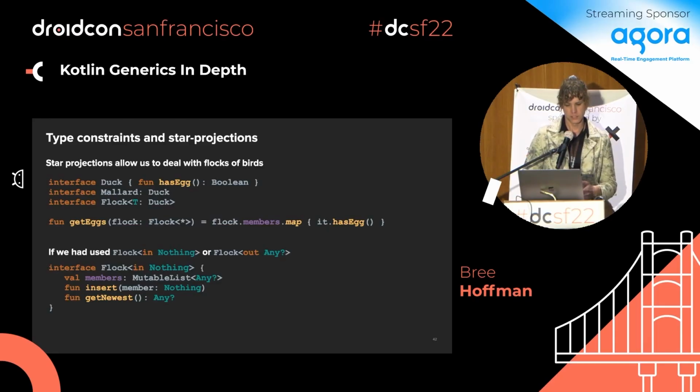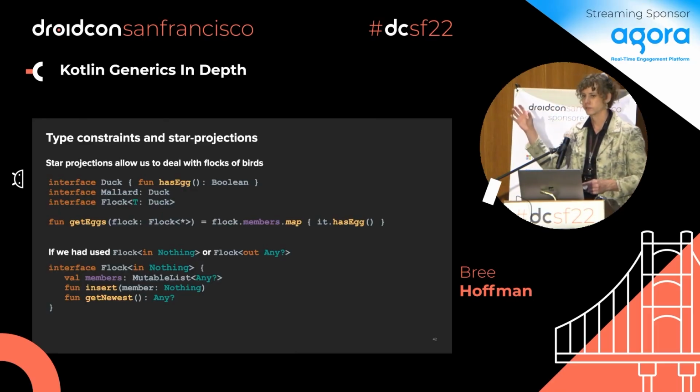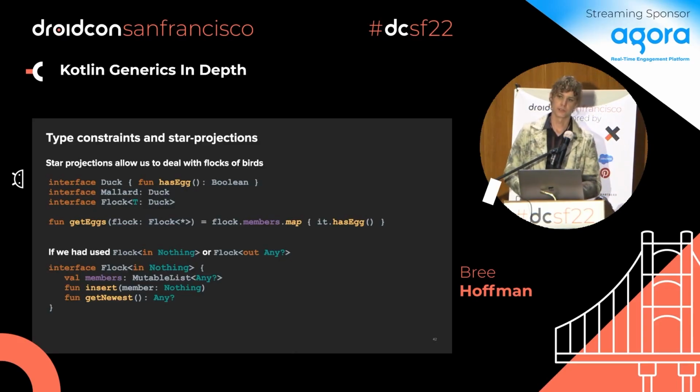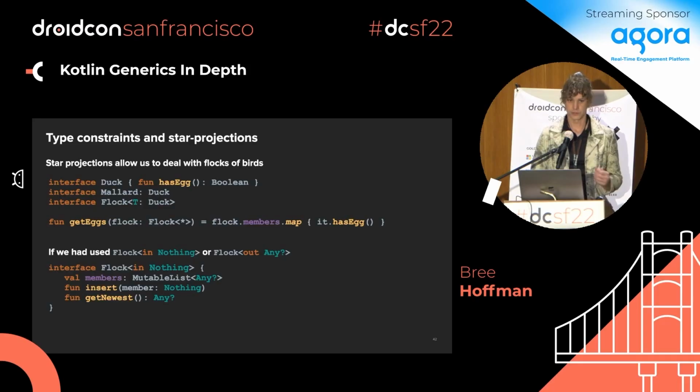If you had alternatively used in Nothing or out Any as your use site variance annotation, instead of that star projection, that upper bound of duck wouldn't have been carried through into the function itself when you were trying to call it. So you would be getting a nullable any, and therefore you would still only have toString available to you. And so this is hopefully explaining why it's better to use the upper bound constraint and star projection as opposed to use site variance to do the same thing. It would work, but you wouldn't get as much functionality.